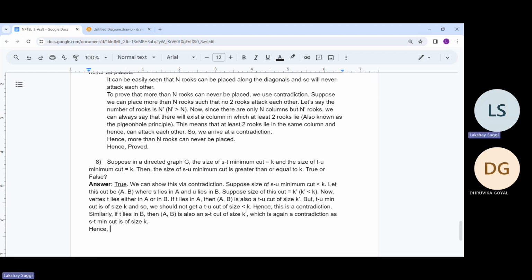Hence, what we actually obtain is, we take two cases, and in both cases we obtain a contradiction. So actually, there's a contradiction in all cases. So what we have actually shown is that the size of the SU min cut is always greater than or equal to K. So something like this.